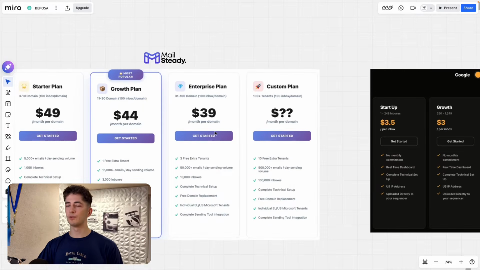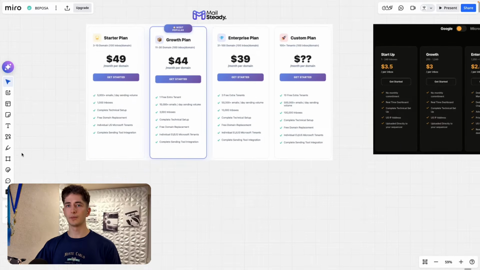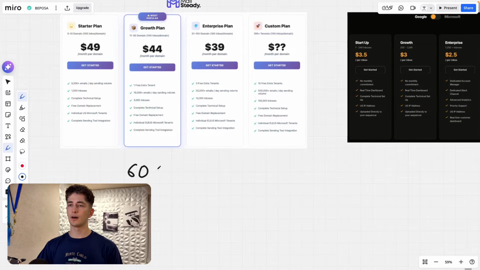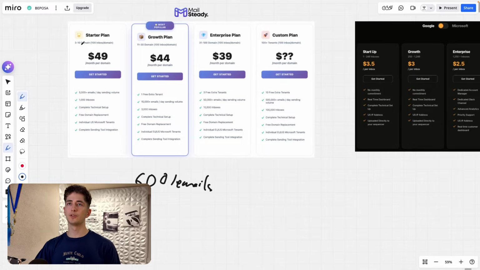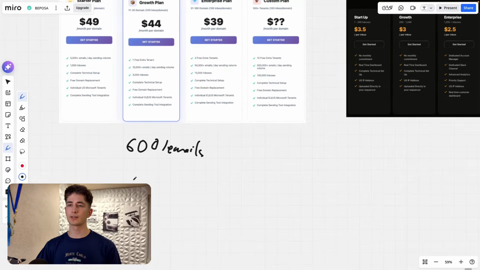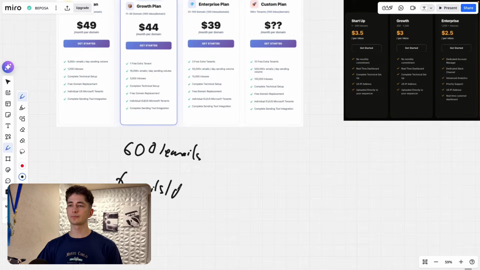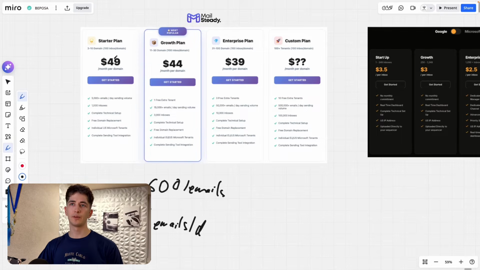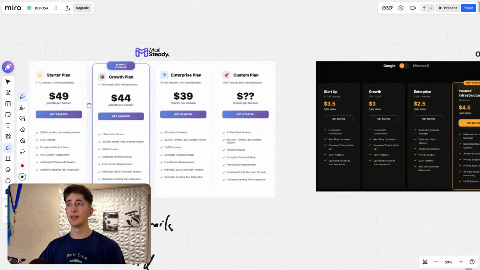Now the difference from all of the resellers I'm going to show you later is that with these domains, we're able to send 600 emails from each domain. My writing is really bad. So for 100 inboxes, each inbox can send 6 emails per day. That means you get 600 emails in total from each domain. So for almost $50, if you're getting the lowest plan, you're able to send out 600 emails per $49, which I feel is a pretty good deal.